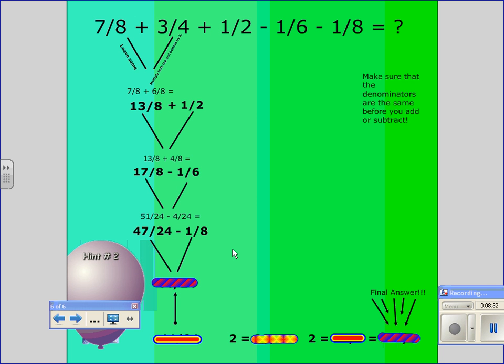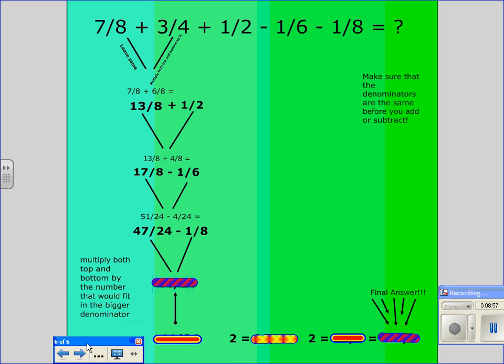51/24 minus 4/24 is 47/24 minus 1/8. So, with the same common denominator, here's your second hint. Multiply both top and bottom by the number that would fit. You don't have to times the 4/24s because 8 is a multiple of it, the bigger denominator. Now we got to figure this part out. So, that simplified is 44/24.